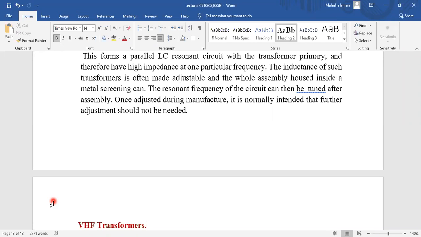यानी जब आप इस ट्रांसफार्मर को बनाते हैं, मैन्युफैक्चर करते हैं तो उसमें एक ही दफ़ा इसकी जो इंडक्टेंस है वो सेट कर दी जाती है. तो अगर आप दोबारा इसको चेंज करना चाहें तो नहीं कर सकते.